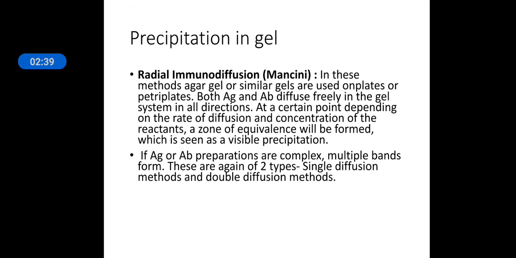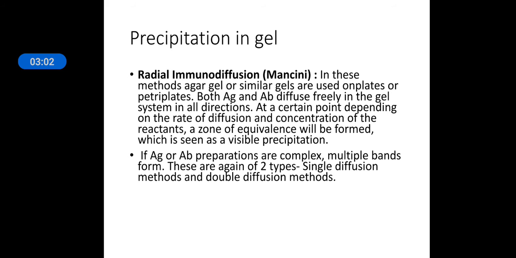Next, we have precipitation in gel. This is also called radial immunodiffusion or Mancini technique. In this, agar gels or similar gels are used on plates or in Petri plates, and both the antigen and antibody will diffuse freely in the gel system in all directions.